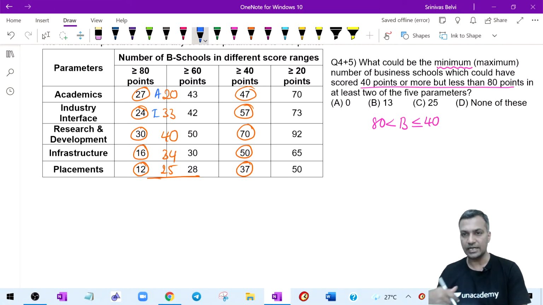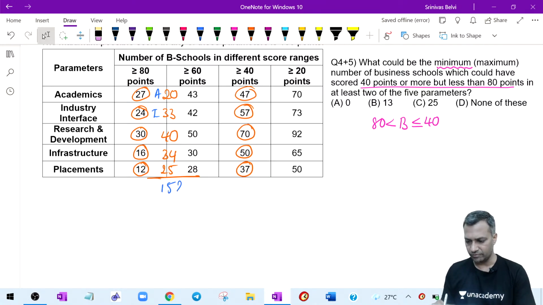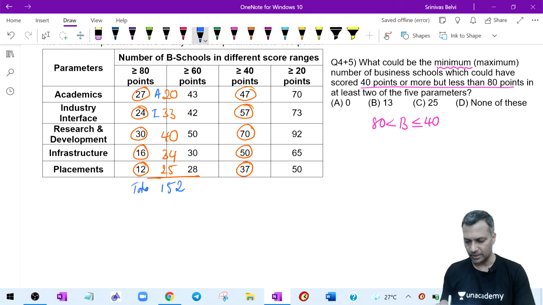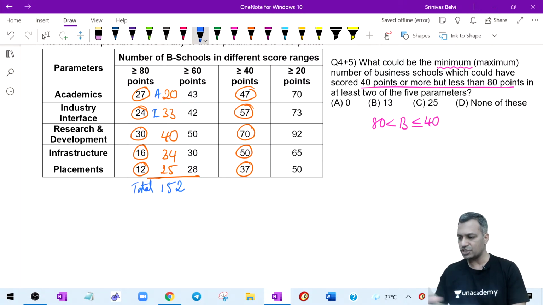Okay. All right. Let's quickly add them up. If the numbers are clear, add them up. So that becomes 152. You have totally 152 tokens. This is the total, right? So total is 152. Now distribute this 152.